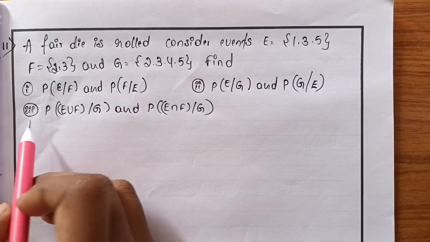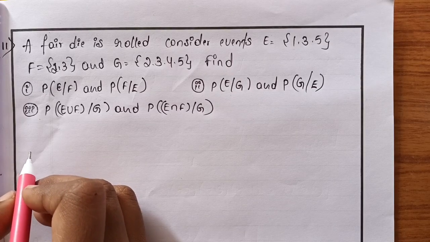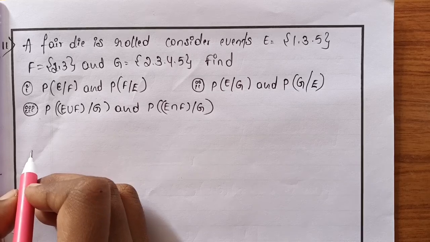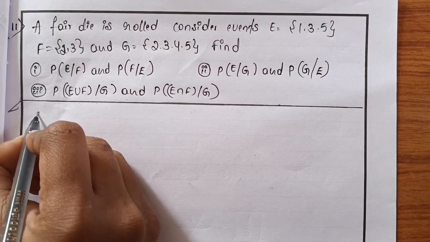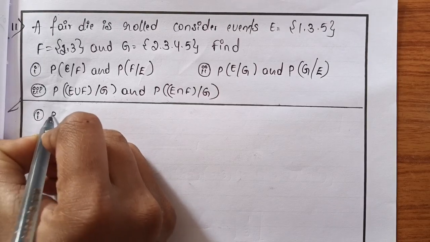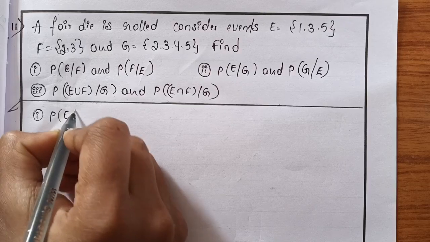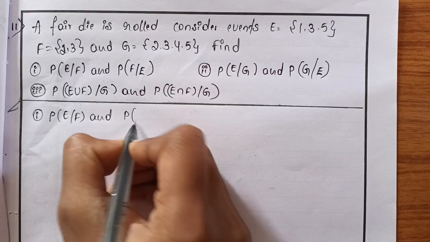So let's start solving the questions. First question is, first we find the probability of E given F and probability of F given E.